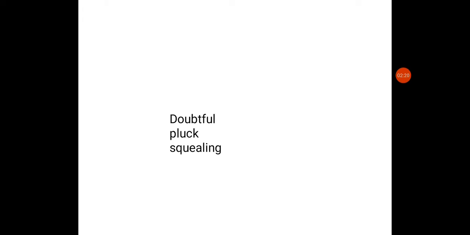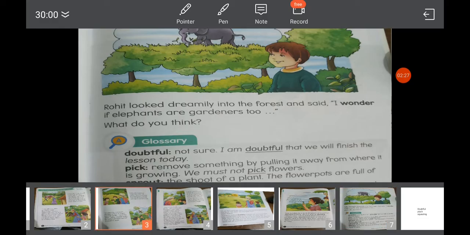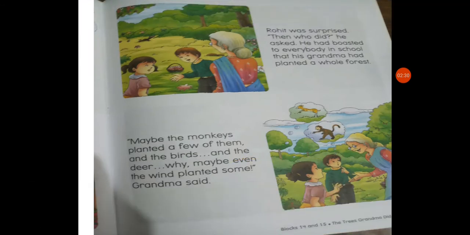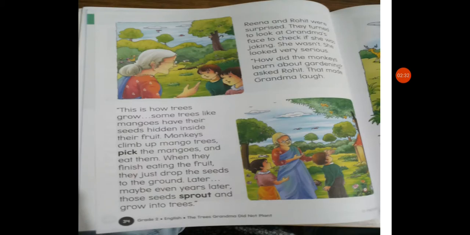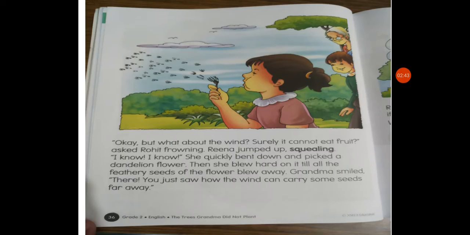Okay students, so in the story there is the word doubtful. Now look at this. Where is the doubtful? This is the doubtful. Grandma looks doubtful. So jab aap sure nahi hote hain, then we call doubtful. Okay students, now my next keyword is wonder.